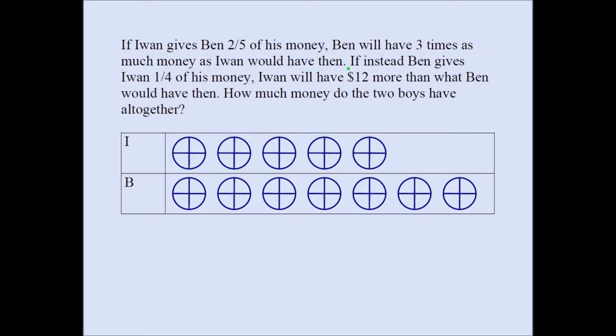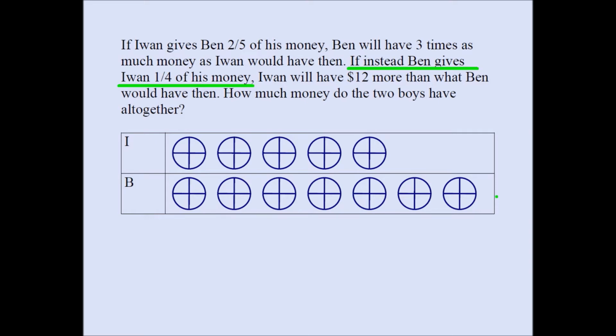We're going to use the second sentence of our problem to work on the next step. Actually, just this part of the second sentence. If instead Ben gives Ivan 1/4 of his money, the problem I have is that Ben has 7 units. It's hard to find 1/4 of Ben's money. If it was 8, it would be easy. It would be 2.